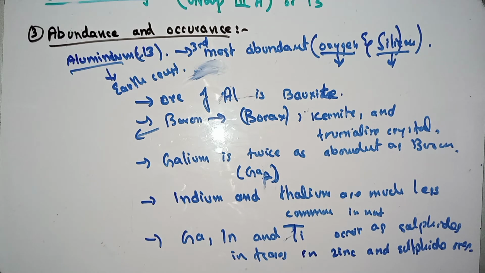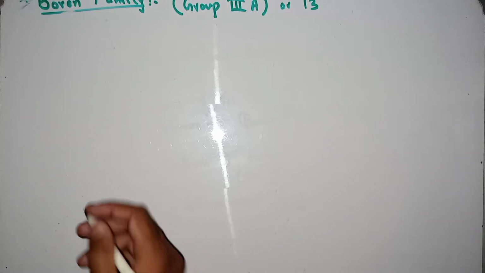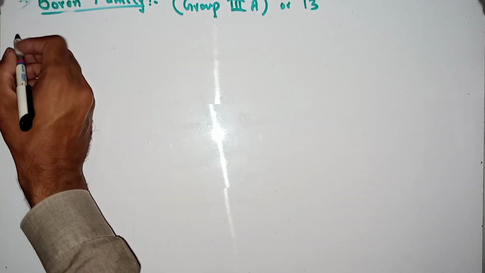I hope this point will be clear. Okay, let's come to the next point, that is atomic and ionic radius, the next characteristic of the boron family. I am cleaning the board. You can take a screenshot or you can rewind the video. Okay, thank you. The next, fourth characteristic.